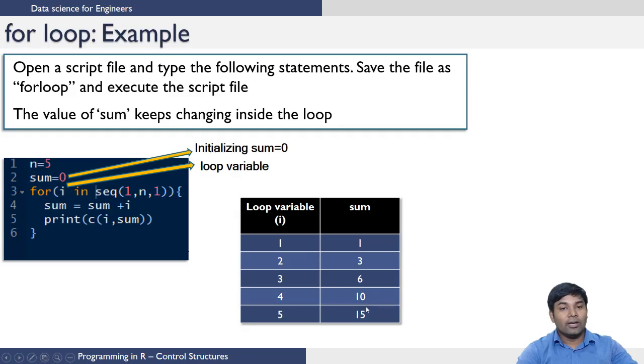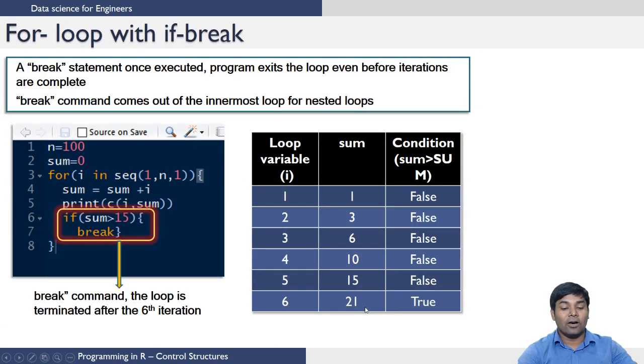Sometimes it is necessary to stop the function when you feel that the required condition is satisfied. This can be achieved using a break statement in the for loop. So let us see how to do this. I am assigning a value of 100 to the variable n and I am initializing the sum as 0. Now I want to stop the loop when the sum exceeds 15. How do I do that?